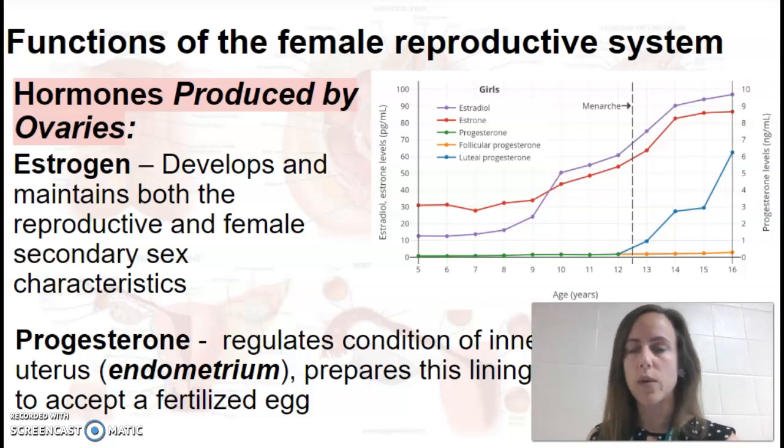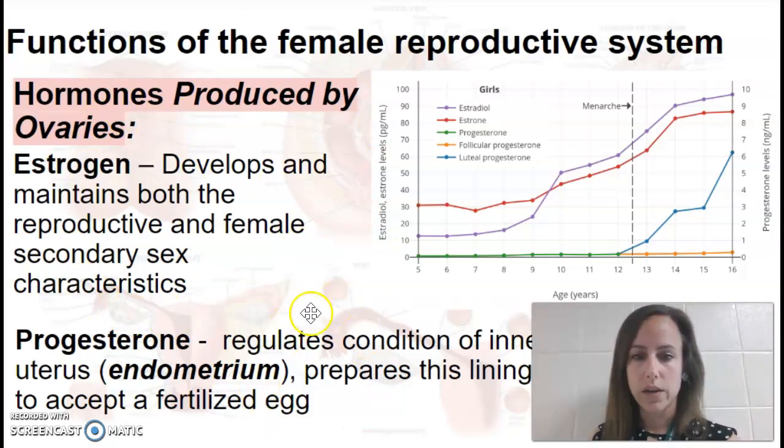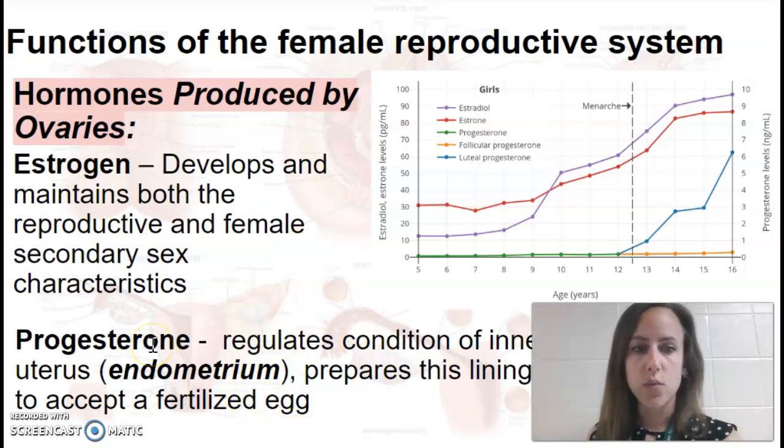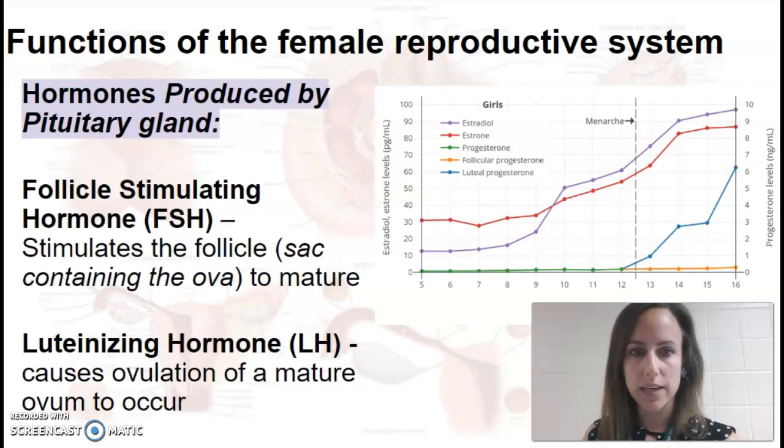If you are aware of what each hormone does, then you will be aware of what happens when that hormone goes away or the levels of it go down. It's going to be the opposite, okay? So make sure to keep that in mind as you're answering the questions today, and remember again what each of these hormones do.